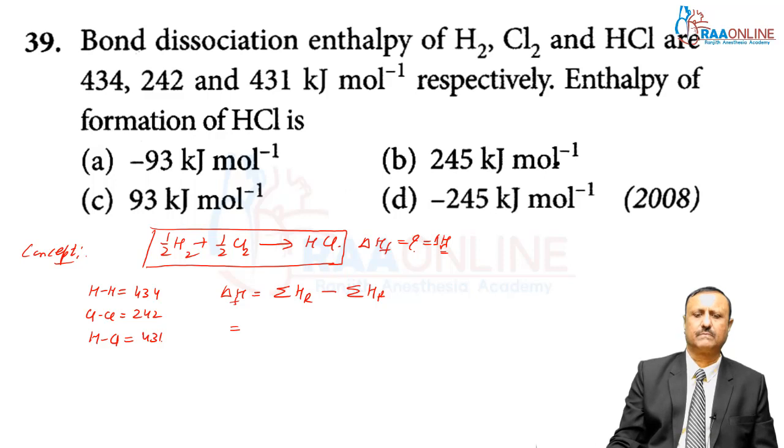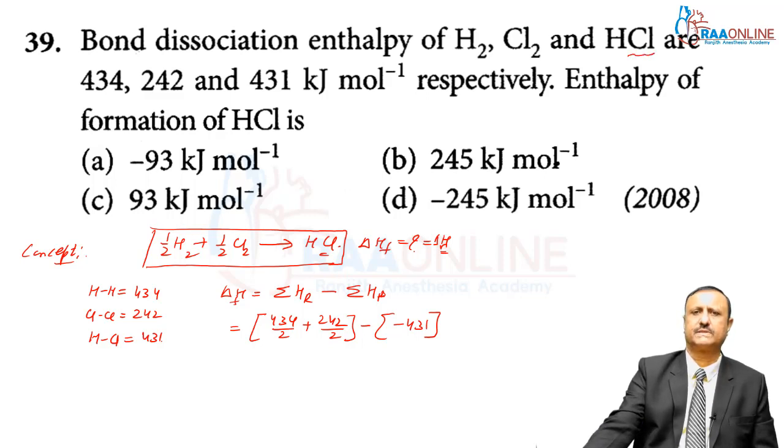Here you can see the sigma of HR. Here you get 434 divided by 2 plus 242 divided by 2. This is the reactants, minus the product. The product is HCl, so minus 431, because you get only one HCl and here this is the bond enthalpy of HCl, directly you get 431.